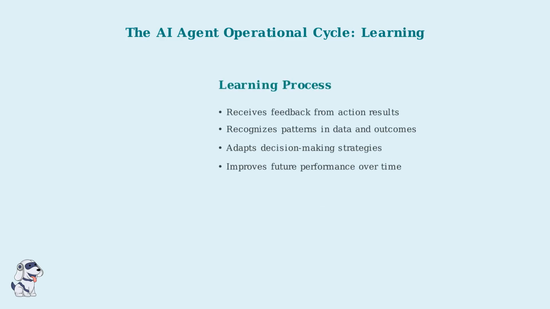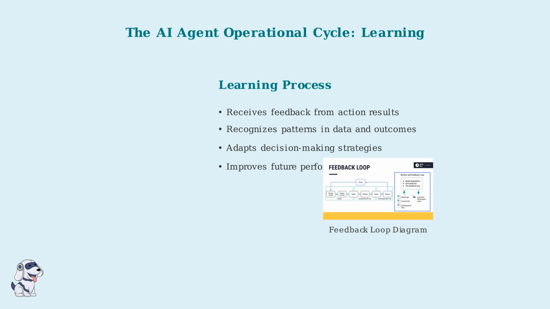During learning, the agent receives feedback from the outcomes of its actions. This feedback might include model performance metrics, drift detection alerts, or user satisfaction scores. The agent then recognizes patterns in this data, identifying what worked well and what didn't. This feedback loop, as shown in machine learning deployment diagrams, helps agents monitor model degradation and input drift. By analyzing these patterns, the agent can adapt its algorithms and strategies to maintain optimal performance.